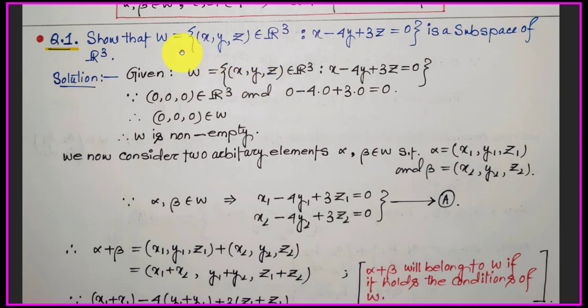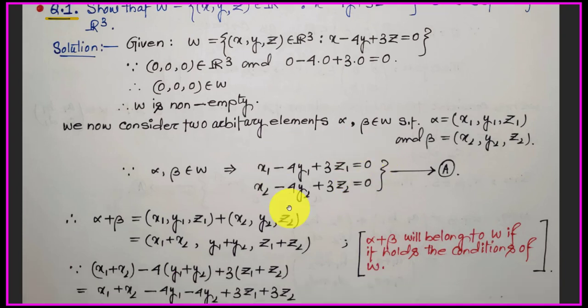Now we consider any two arbitrary elements alpha and beta of W. Let alpha equals (x1, y1, z1) and beta equals (x2, y2, z2). You can also consider alpha equals (a1, b1, c1) and beta equals (a2, b2, c2). Then alpha and beta should satisfy the conditions of the set because they belong to the set. So the conditions are x1 minus 4y1 plus 3z1 equals 0 and x2 minus 4y2 plus 3z2 equals 0. Let us mark these two conditions as number A.